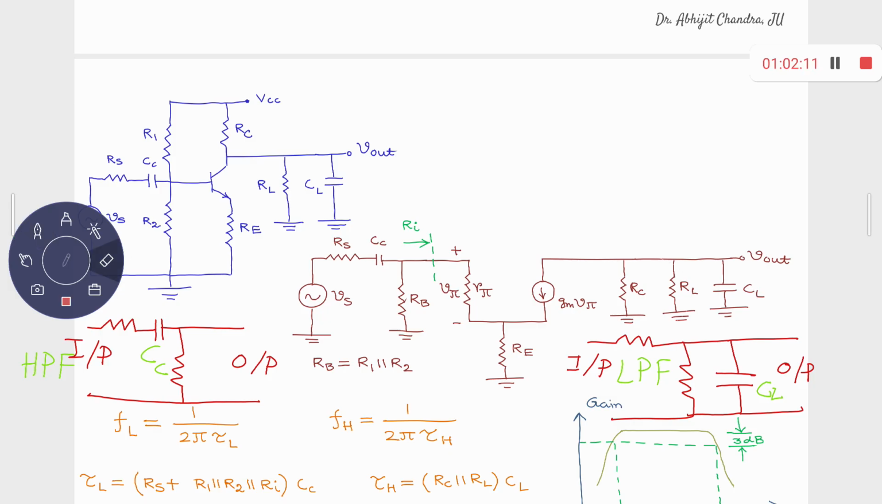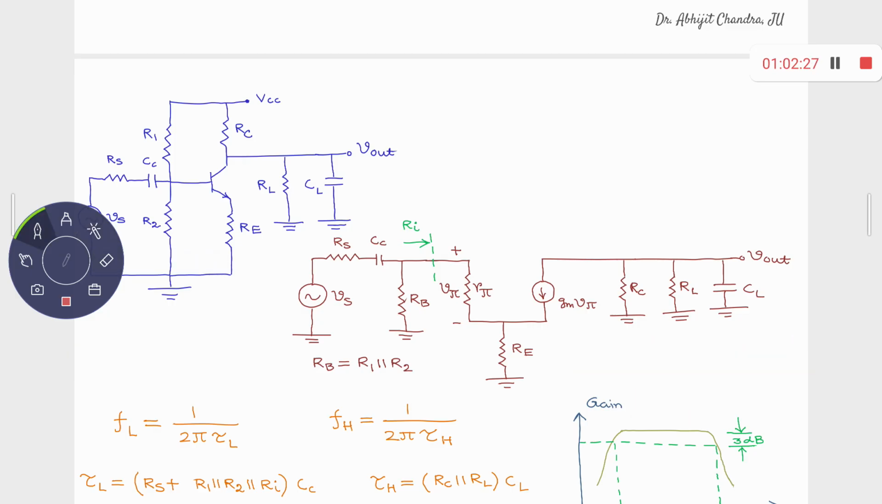What is that tau h? This one. What is that tau h? Time period of the RC circuit. What is that? Typically this is RC RL parallel combination multiplied with CL. Typically this RC and RL, they are in the range of kilo ohms.